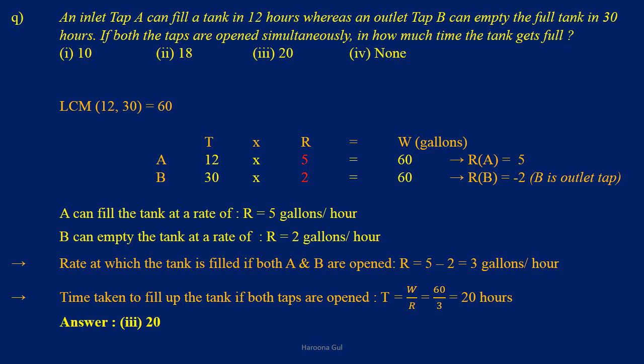So the time taken to fill up the tank if both taps are opened would be 60 divided by the rate at which the tank is filled if both A and B are opened, which is 3, right? So 60 divided by 3 is equal to 20 hours. So it takes 20 hours if both the taps are open simultaneously to fill up the tank to its full capacity, right? So our answer choice would be 20.